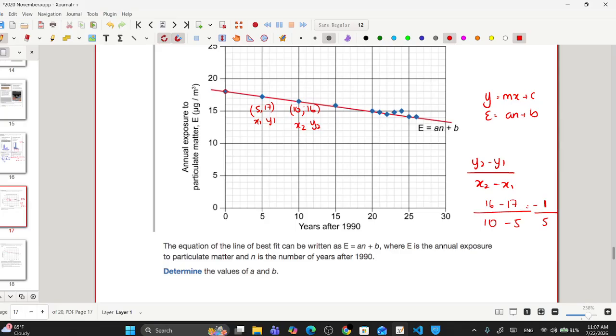N is the number of years after 1990. And E is the exposure to particulate matter. So I can say, in order to find the value of B, I have the values of E and A. The equation is given as E equals A n plus B. I have to find the value of B. So I can write this as E minus A n equals B.